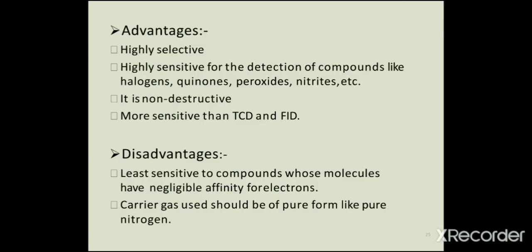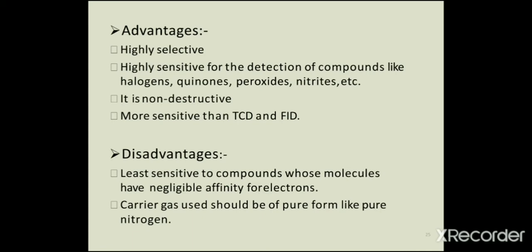If we see the advantages of this detector, it is very selective, and it is also sensitive for the detection of compounds like halogens, quinones, peroxides, nitrides, etc. Then this detector is non-destructive, and it is more sensitive than the previous ones, that is TCD and FID detectors.